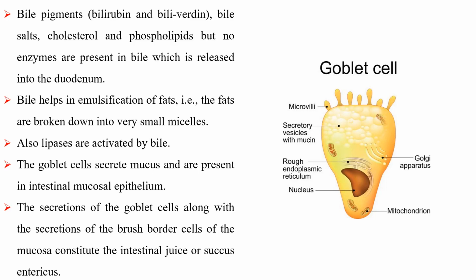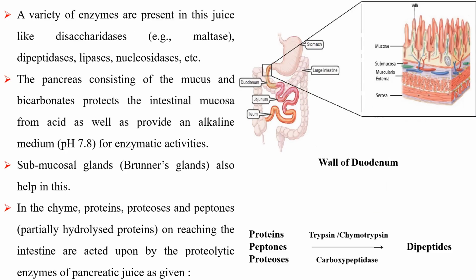The goblet cells secrete mucus and are present in the intestinal mucosal epithelium. The secretions of the goblet cells along with the secretions of the brush border cells of the mucosa constitute the intestinal juice or succus entericus. A variety of enzymes are present in this juice, like disaccharidases, dipeptidases, lipases, nucleosidases, etc.